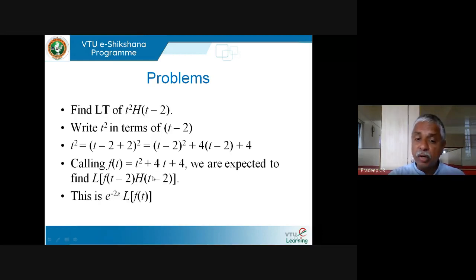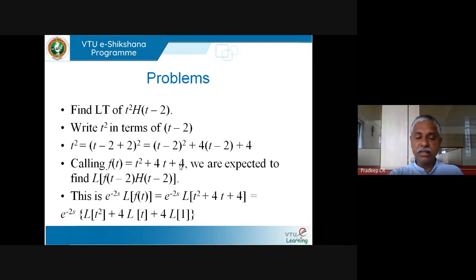For this, I know a formula which I'm using, e to the power of minus sa into L of f(t). L of f(t) I know, here is f(t). I know how to find L of this. Use the linearity property. This is Laplace of t square plus 4 times Laplace of t plus 4. I won't tell you how to do it, I already told you. But in any case, I have done it here. Please go to this.